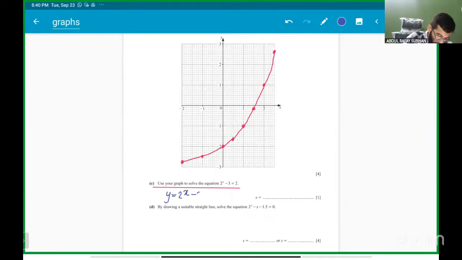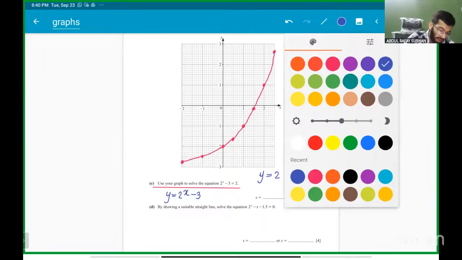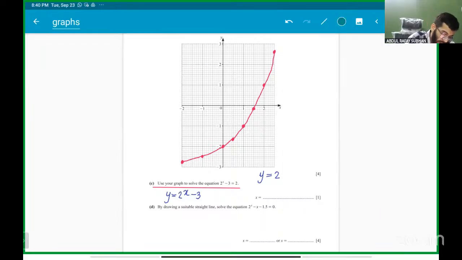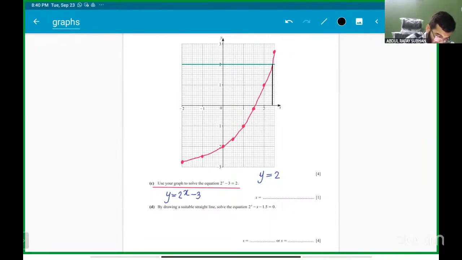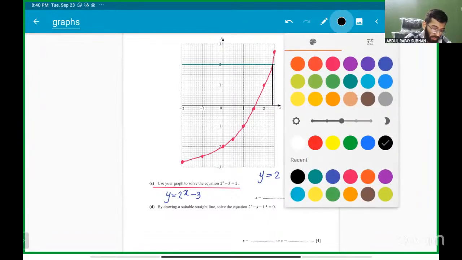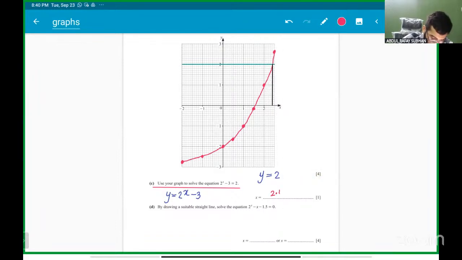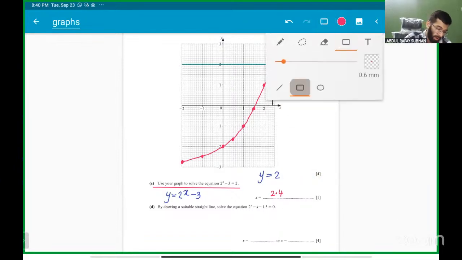y is equal to 2 power x minus 3. So we just have to substitute y is equal to 2. Make the line, students, for the examiner, and whatever solution comes must be accurate. So this is my solution coming, sir. The solution is coming, which is basically 2.4, and that should be correct as well. Is everyone following? Understood? People got it? Any concern? Anyone? Let me know.